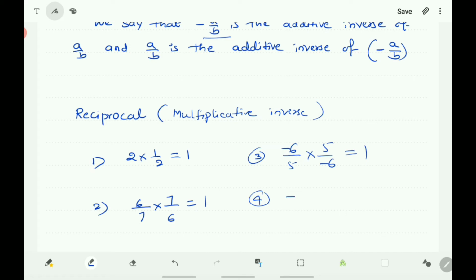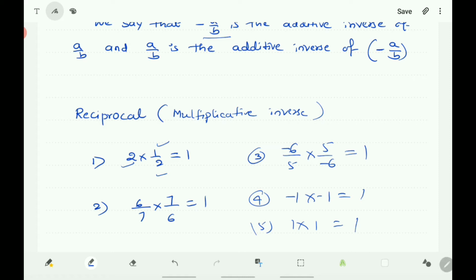Next, minus 1 into minus 1 is equal to 1, and also 1 into 1 is equal to 1. Here you can say that as the product of 2 and 1 by 2 is 1, 2 is the multiplicative inverse of 1 by 2, and 1 by 2 is the multiplicative inverse of 2. Or 2 is the reciprocal of 1 by 2, and 1 by 2 is the reciprocal of 2.